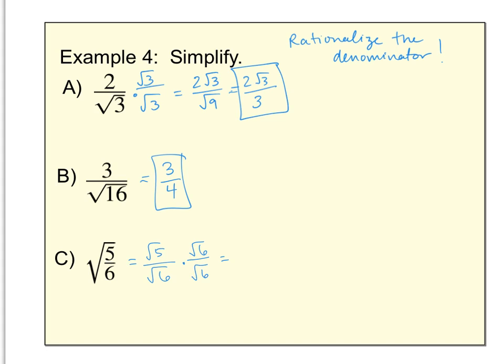On the top, I have root 5 times root 6, which is root 30. On the bottom, I have root 6 times root 6, which is root 36. But the square root of 36 is just plain old 6. Remember, we talked about that. So if you wanted to multiply root 6 times root 6 and just make it 6 right away, that's okay.